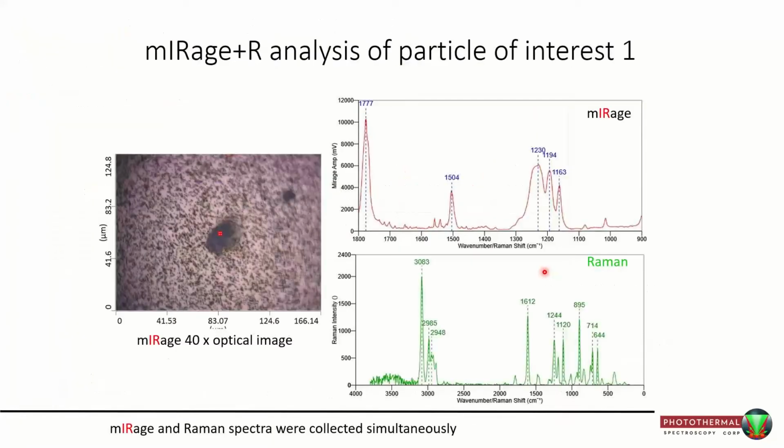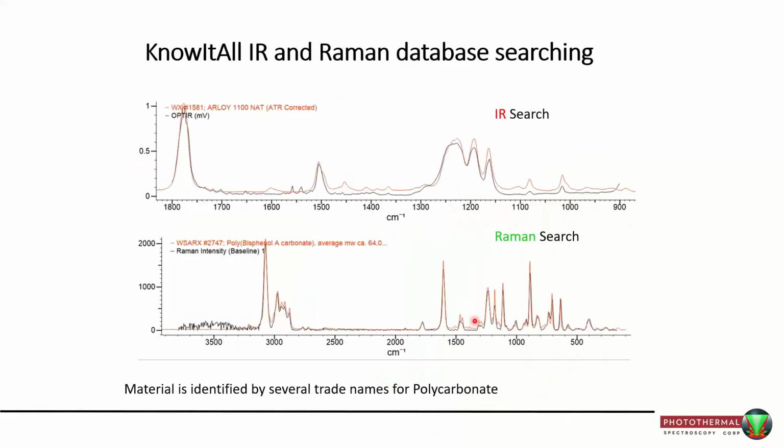Here's an example of some microplastics that have been measured directly off a gold-coated polycarbonate filter. It's a very common way of filtering these, and whether it's a microplastic or some other particle from another application, the infrared and Raman spectra are measured simultaneously, of course, and then measured and searched simultaneously.